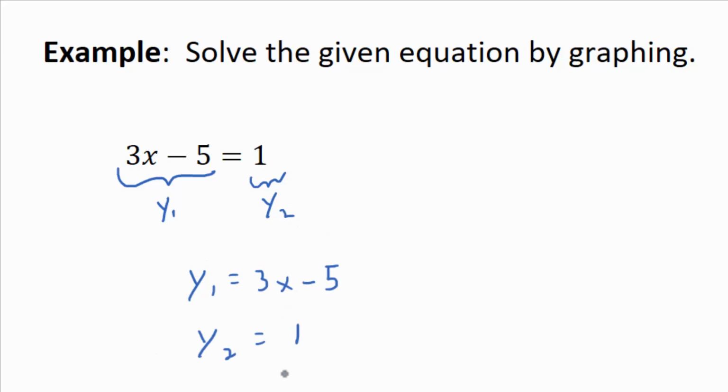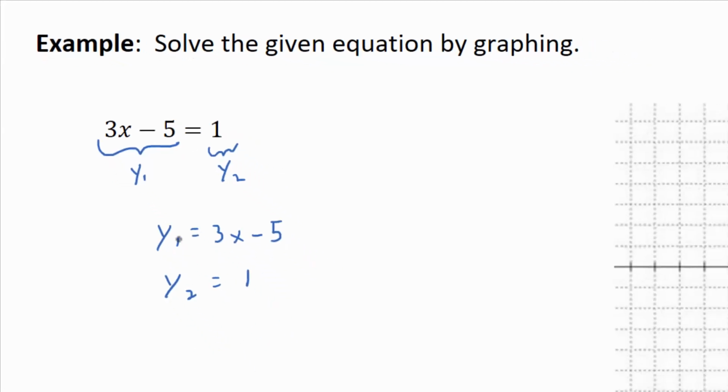The point where the two graphs cross is called the intersection point. And as you'll see, the first coordinate of that intersection point will be the solution to our equation. I'll say more about that in a minute, but let's go ahead and graph these.